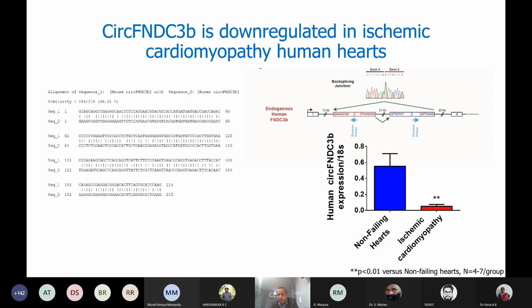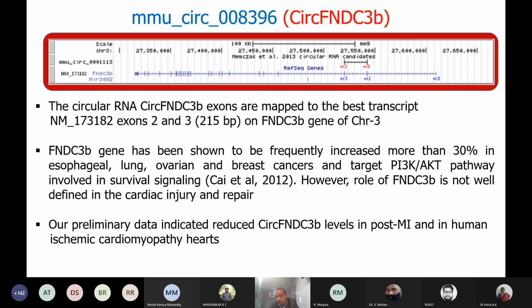So that was a good start for us. We thought, this circular RNA's levels are downregulated. Now, can we rescue those levels and improve heart function was the major goal. So we looked into the data. While screening these circles, we were unbiased because we wanted to come up with a target which is significantly, consistently downregulated. So we were not sure where this circle is coming from.